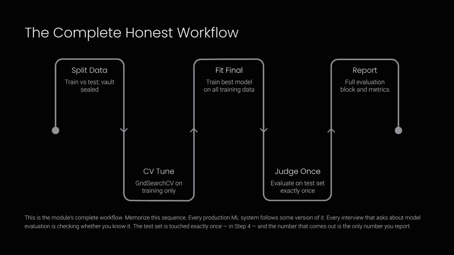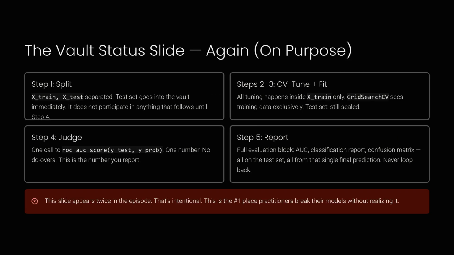In this demonstration, you can see how we calculate the flattery gap. By comparing the best cross-validation score with our final held-out test score, we can quantify the optimism bias and check if our model is over-tuning to the grid. The complete, honest workflow follows a strict sequence.